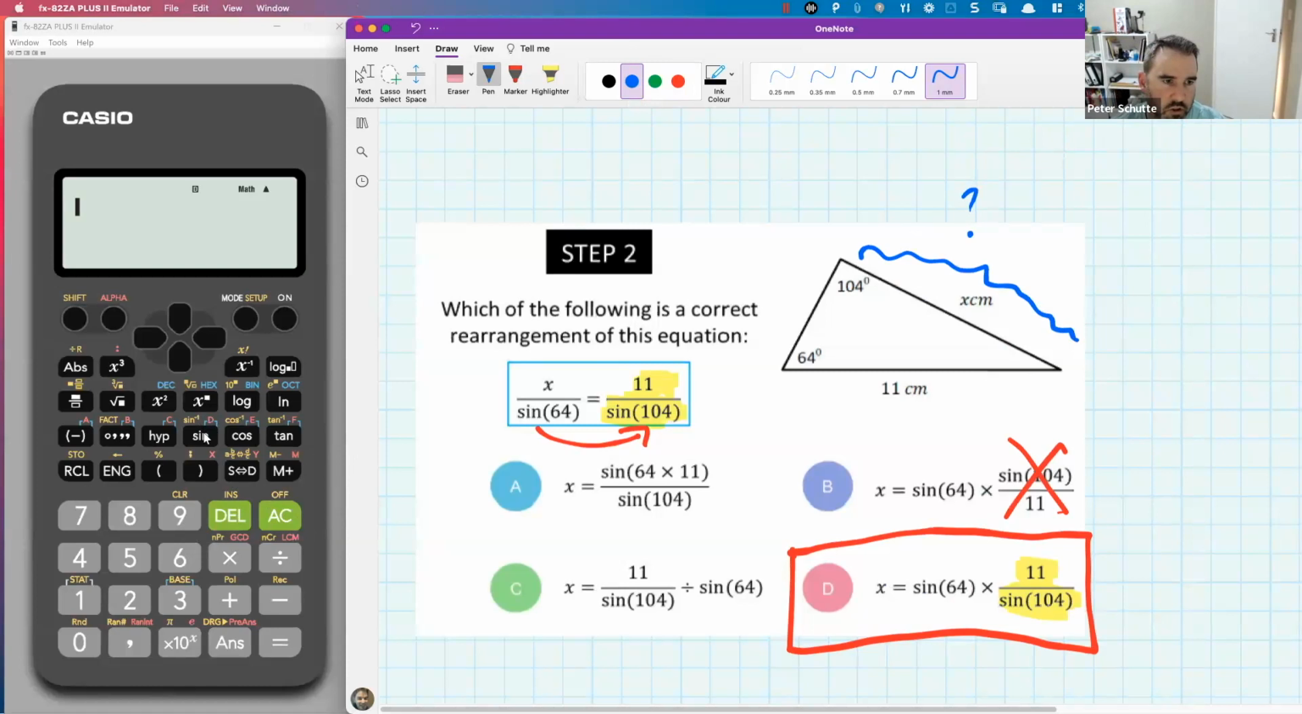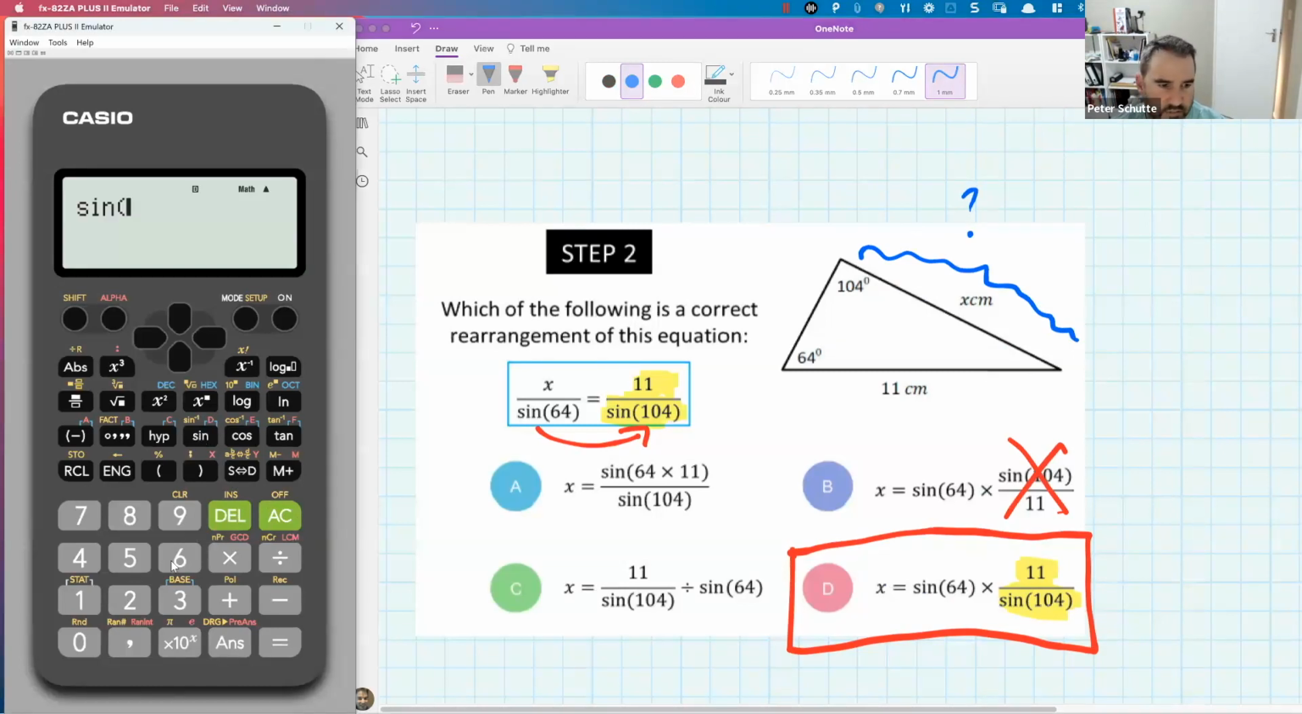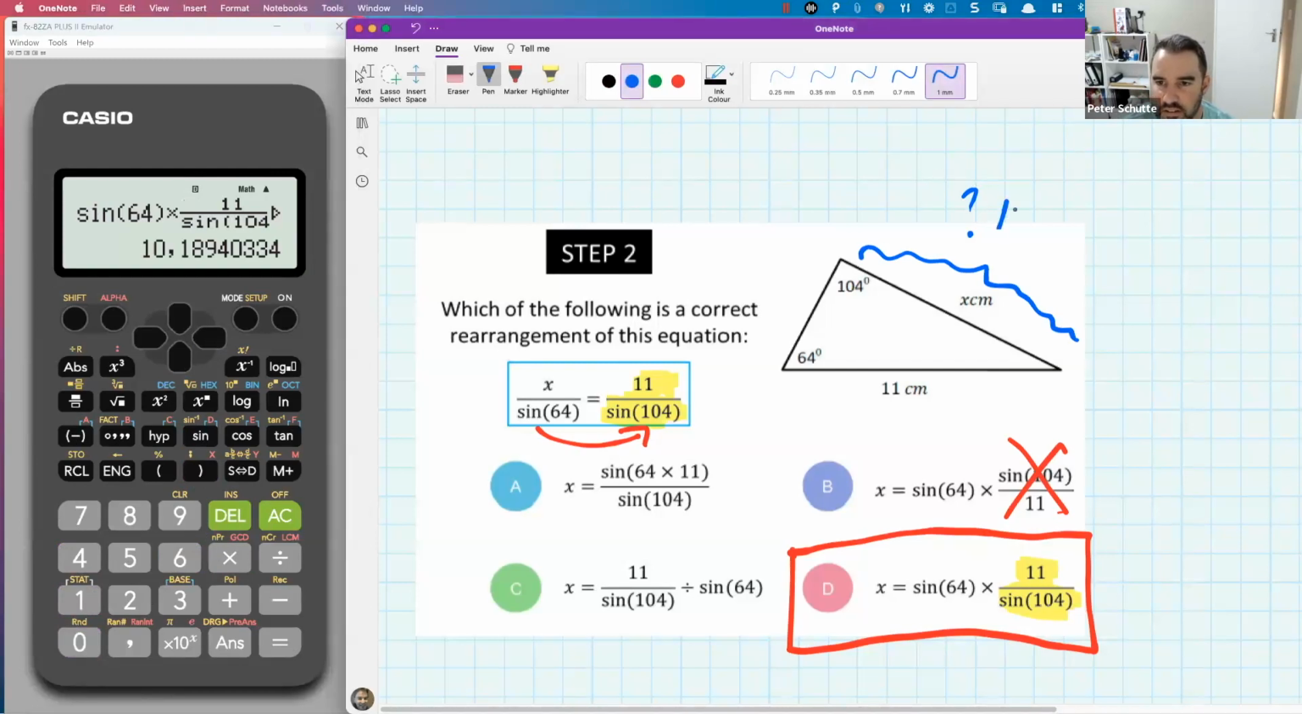I'll do it a slightly different way this time, but sine of 64, close bracket, times 11 over sine of 104. Moving on, and what do we get? It seems like the distance we get here is 10.19, and that is centimeters.